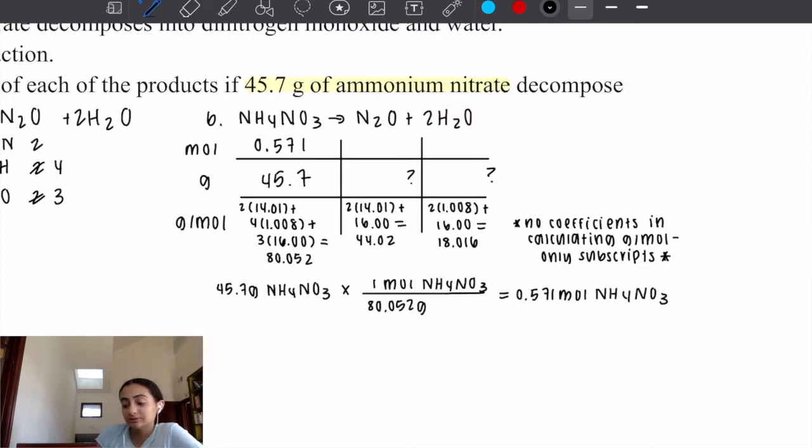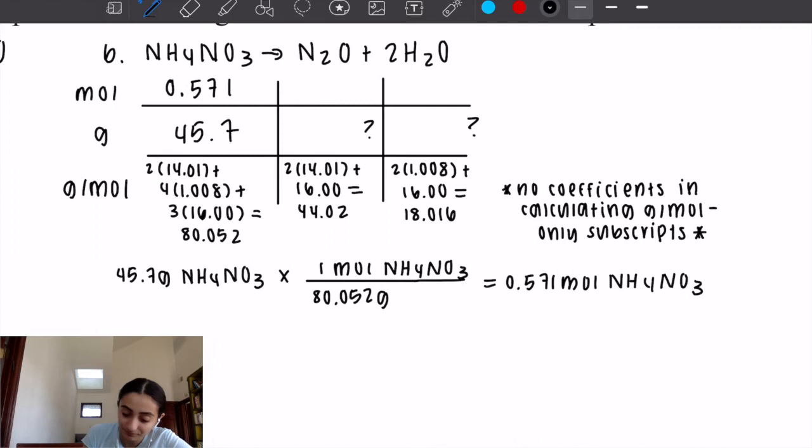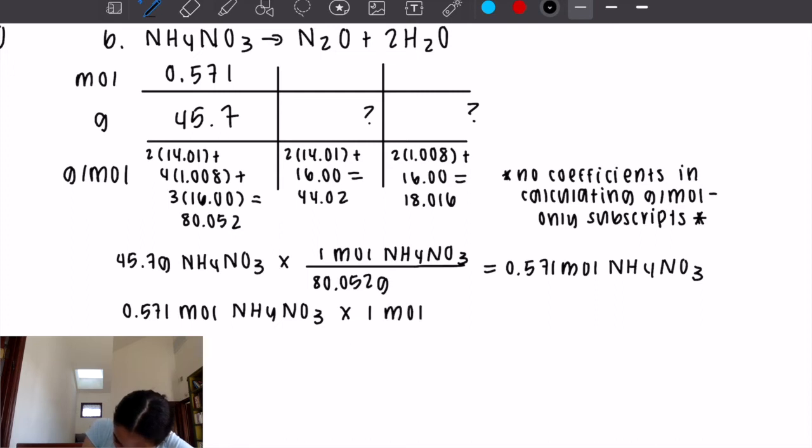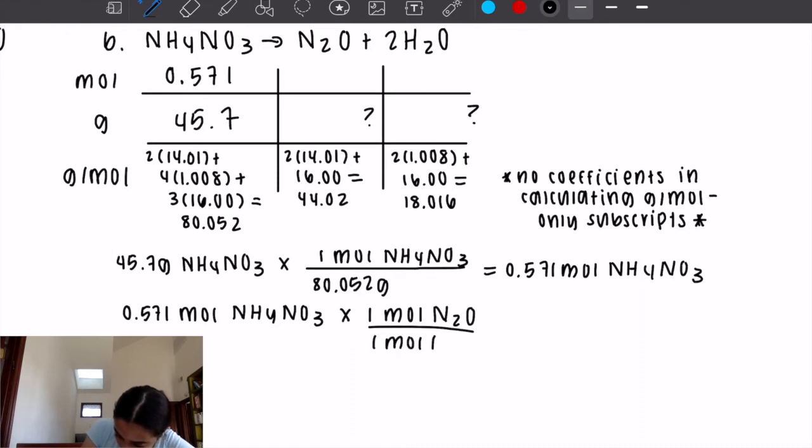Now, the next step is to use the moles of the given reactant to calculate the moles of whatever you're looking to get the mass of. So that would be N2O and H2O. So I'm going to do N2O first. So I have 0.571 moles NH4NO3 times 1 mole N2O over 1 mole NH4NO3. And that equals 0.571 mole N2O.